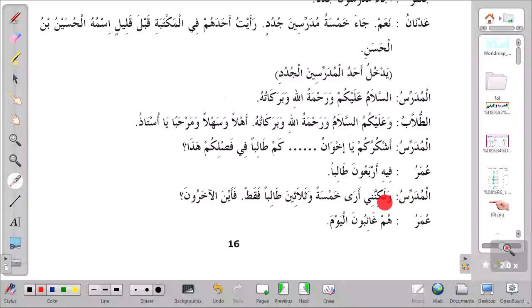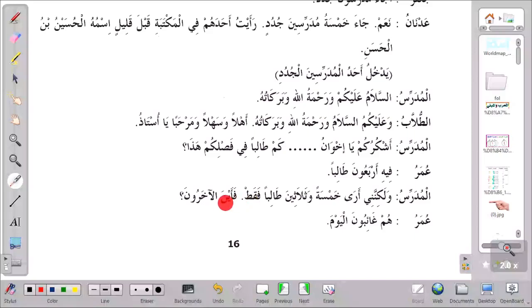Okay, al-mudarrisu, the teacher says, walakinnani, but me. You can also say walakinni, it is the same. Walakinnani ara khamsatan wa salasina taliban. So the teacher is saying that I can see, for him, he is seeing 35 students. Khamsatan wa salasina taliban. He's seeing 35 students now. Taliban faqat. Only 35 students.